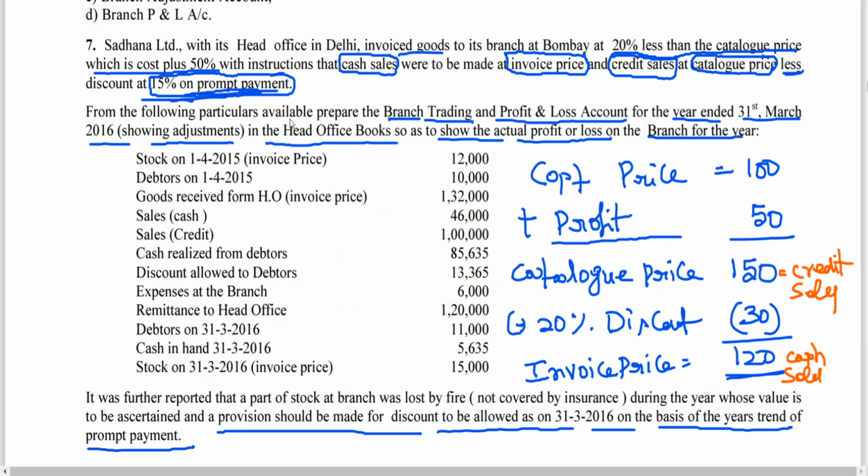From the following particulars available, prepare the branch trading and P&L account for the year ended 31st March 2016, showing adjustments in the head office books so as to show the actual profit or loss of the branch for the year. 31st March 2016, they are asking us to prepare branch trading and P&L account.